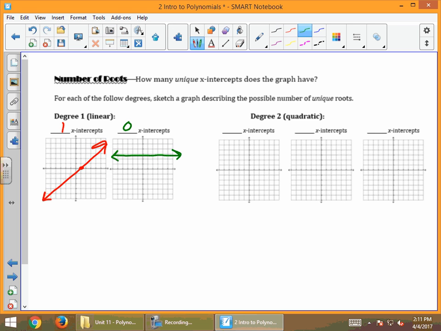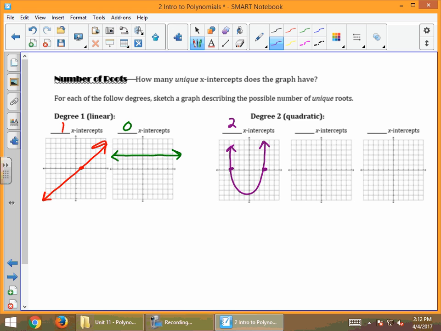What about a quadratic? How many? You can have 2, at most 2. Good. And just like we graphed on the other one, just a U shape, however you want to make it, just make sure it's crossing the x-axis twice, here and here. Okay. Is there ever a time where you can have 1?